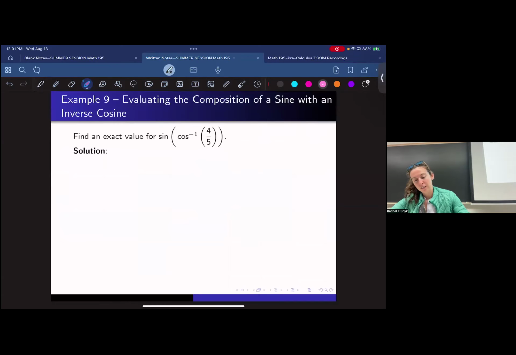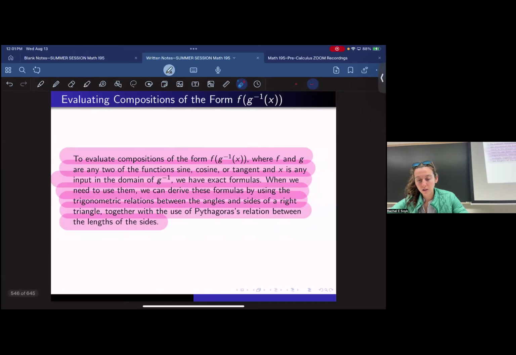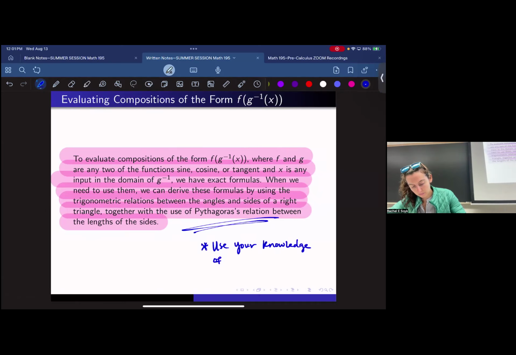So this looks very confusing. I will try my best to really simplify it. The key from this previous slide is we really want to use Pythagoras' relation, aka your knowledge of right triangles. So I'll put that as like a side note. Use your knowledge of right triangles.